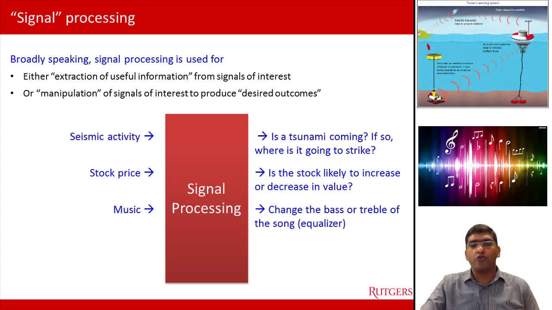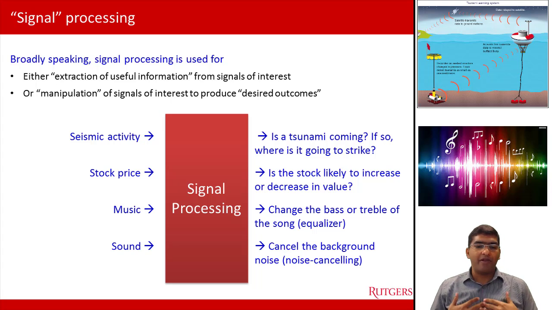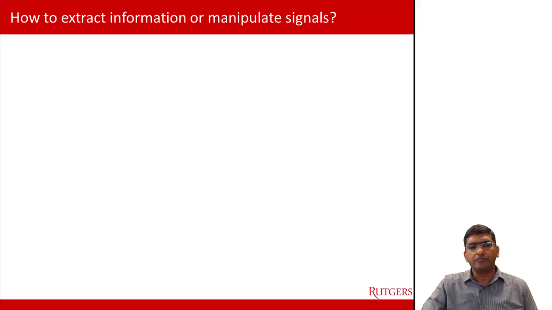And that's what you call, for example, an equalizer. Sound, for example, my sound. If you are hearing any background noise, you could use signal processing techniques to cancel some of the background noise, which is called noise canceling. So again, this is a case where you are not extracting information, but you are manipulating the signal to produce a desired outcome. Here the desired outcome is that you want to reduce the amount of noise.